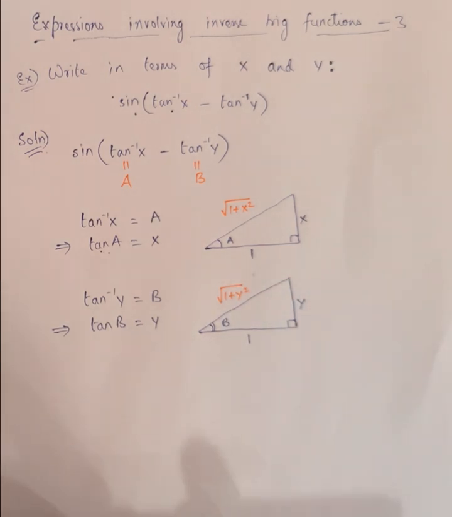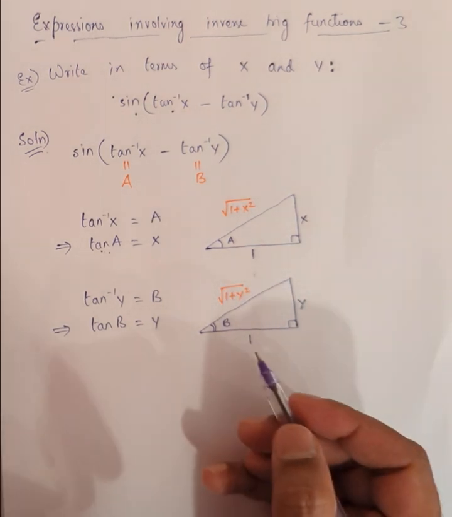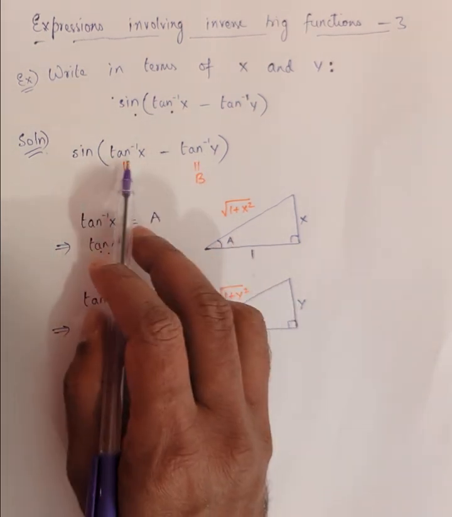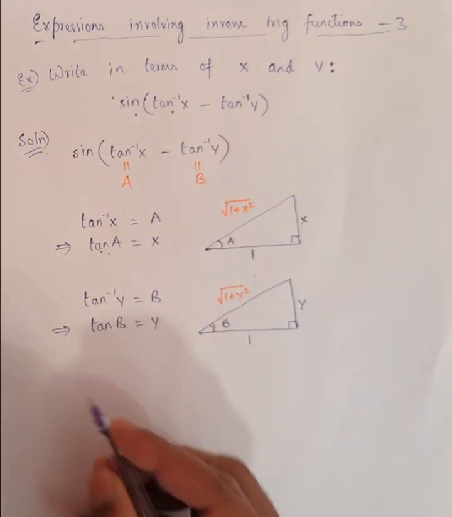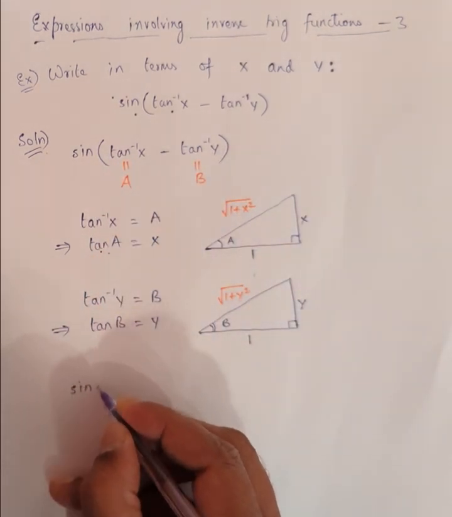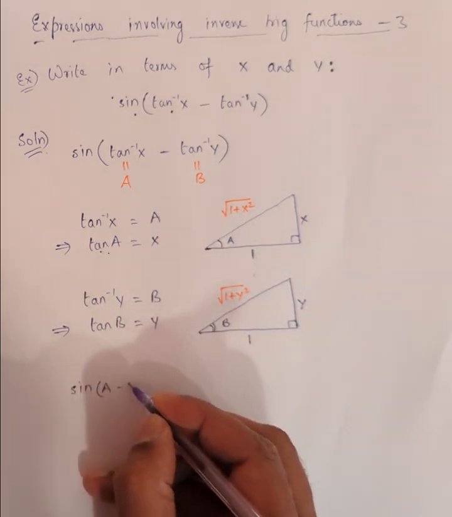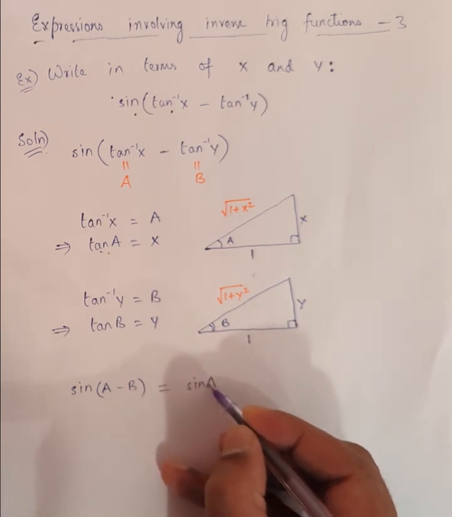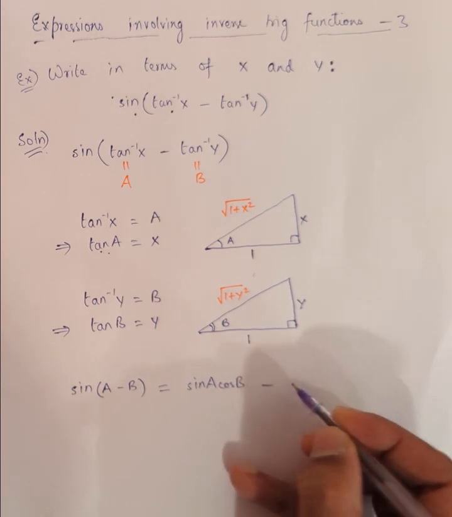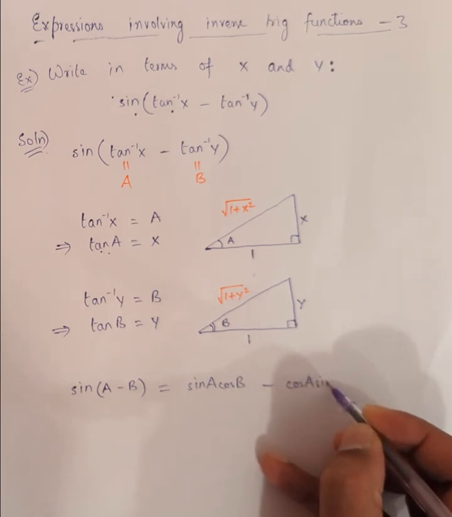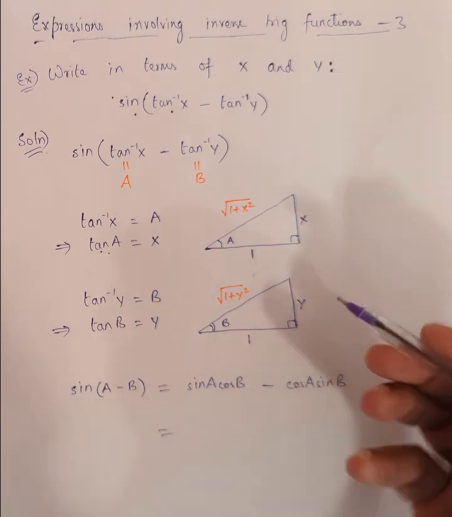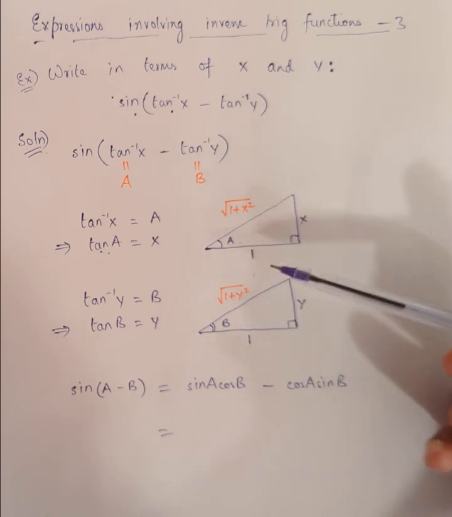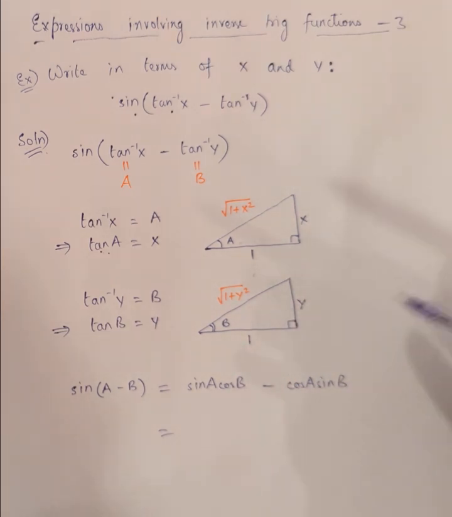So we want to build this triangle, and then now we have to write the expression sine of, notice this is a and that is b. So all I have to do now is figure out sine of a minus b. And the formula for sine of a minus b is sine a cos b minus cos a sine b. And once we have these triangles where a is an acute angle and another triangle where b is an acute angle, we can tell what sine a, cos b, cos a, sine b are.